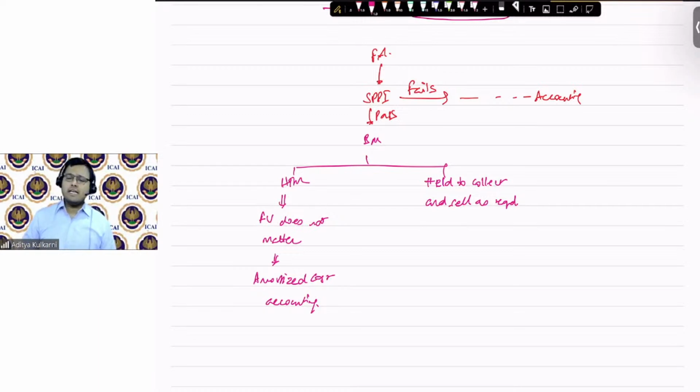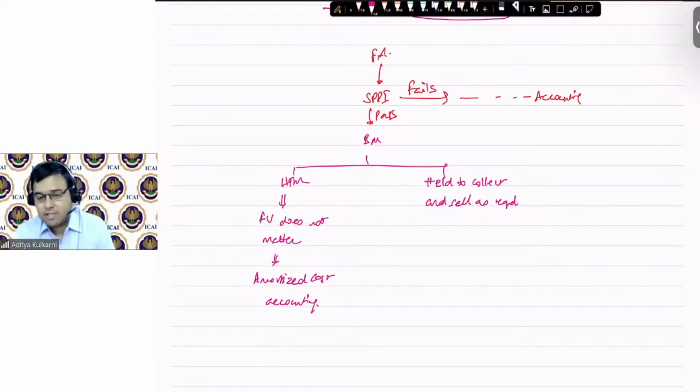Okay, amortized cost means what? It's basically principal plus interest minus repayments gives the closing balance. That is what in simple language is amortized cost. Basically opening plus interest minus repayments gives you closing. So that is what is your amortized cost.